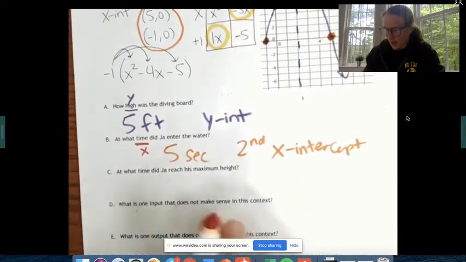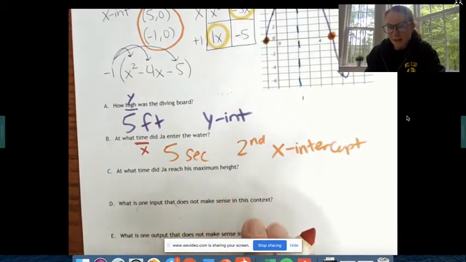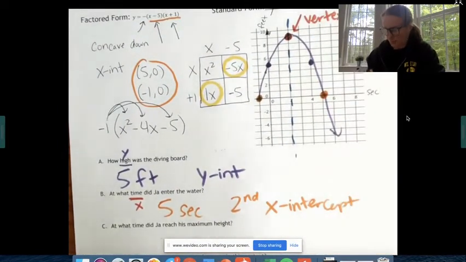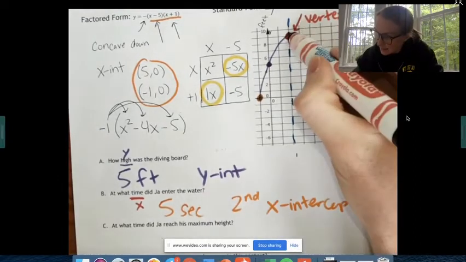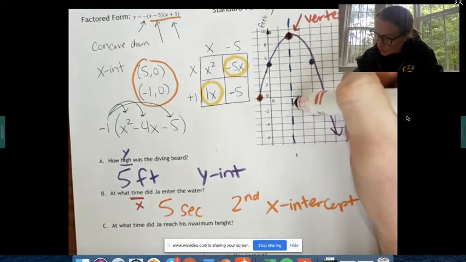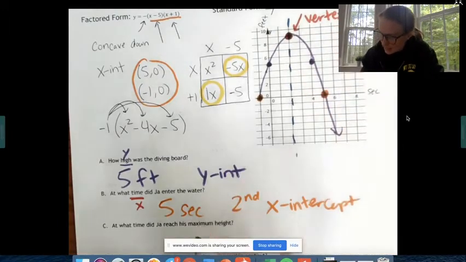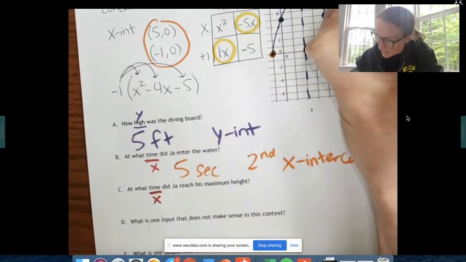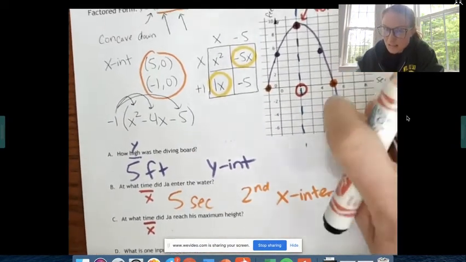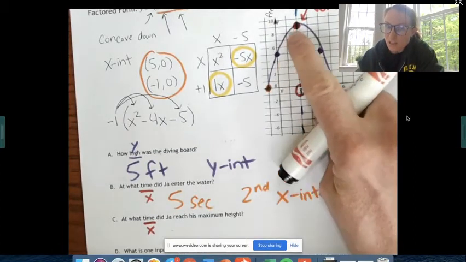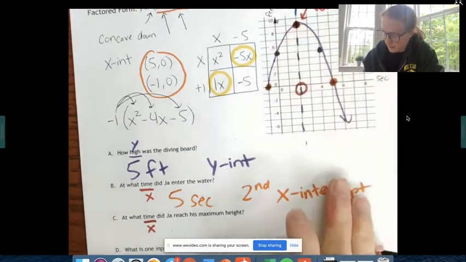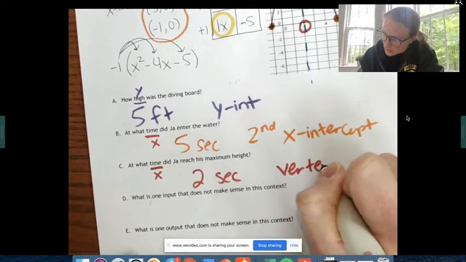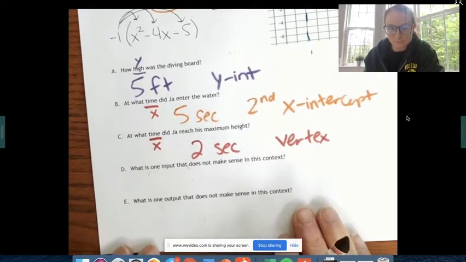All right. At what time did Ja reach his maximum height? Maximum means vertex. That vertex is at 2, 9. And this says time. So I want the x value. Time means x value. So that is at 2 seconds. 2 seconds after he jumped off the diving board, he reached his maximum height of 9 feet in the air. So we would do 2 seconds, and we used the vertex, or the maximum point for that.